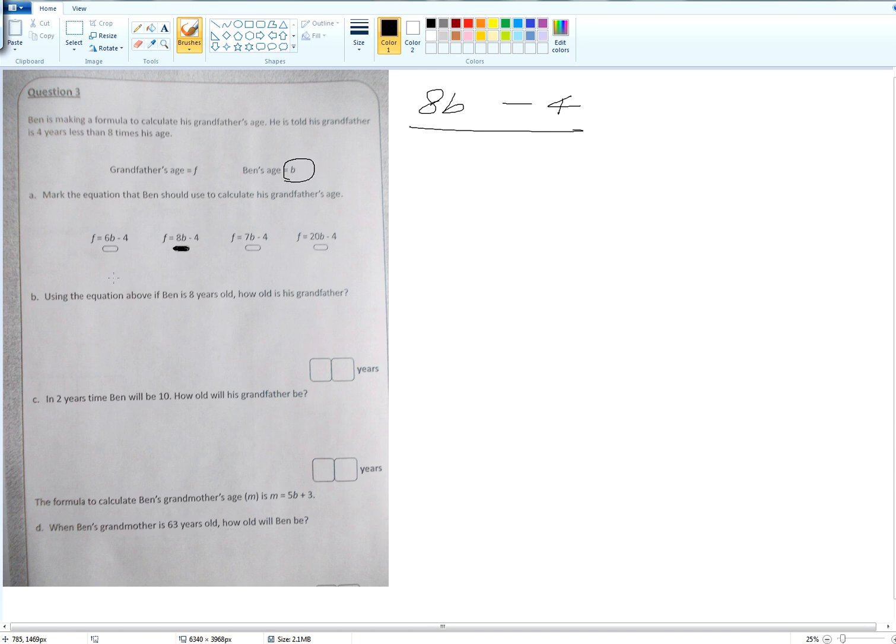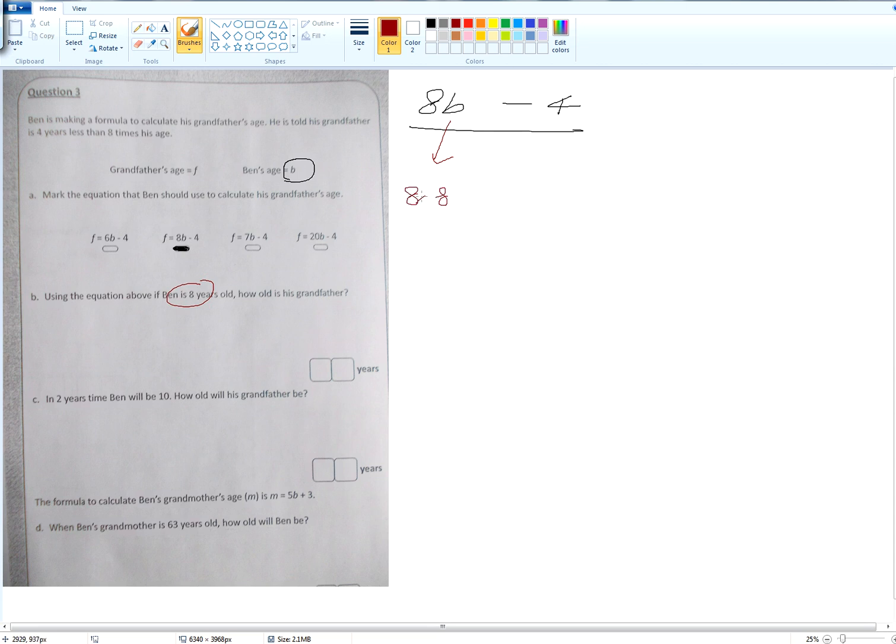What is the next one? B. Using the equation above, if Ben is 8 years old, how old is grandfather? Now this is called substitution. So what we do here, Anam, is this. Look, where you see the B, you put in what? You put in 8.